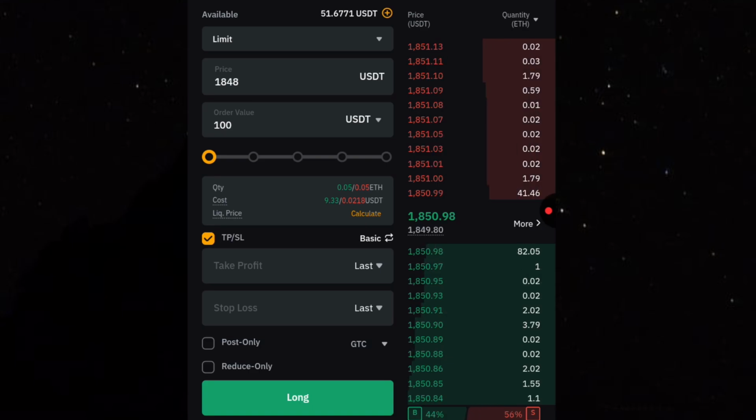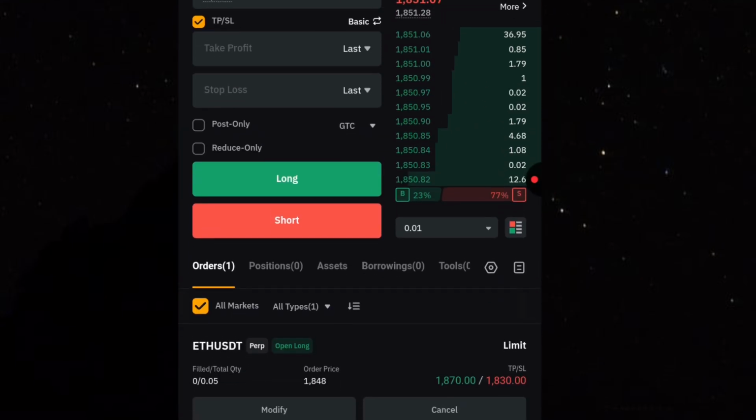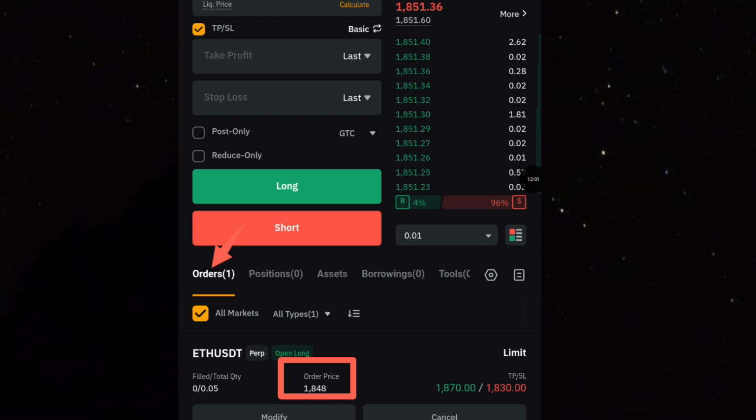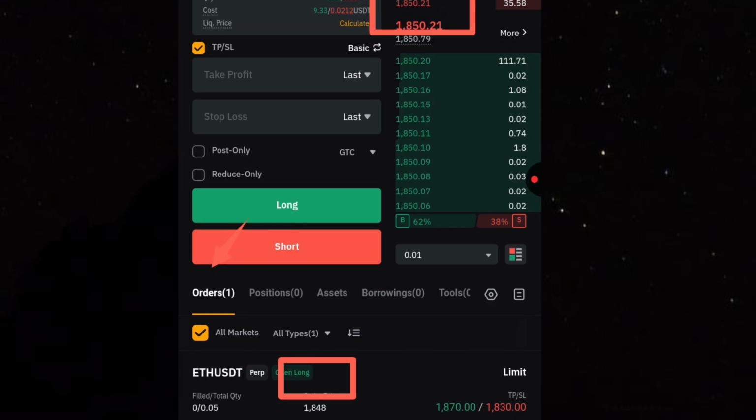So order submitted, right? So the order has been submitted. You find it on orders. Now the order has not started going because you want to enter the market at 1848, and the price of Ethereum has not gotten to 1848. It is still at 1850. So you're just going to wait for a little bit of time for it to go down to your target price, and this is how to trade it.